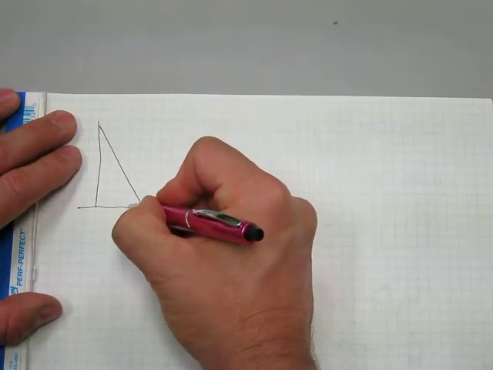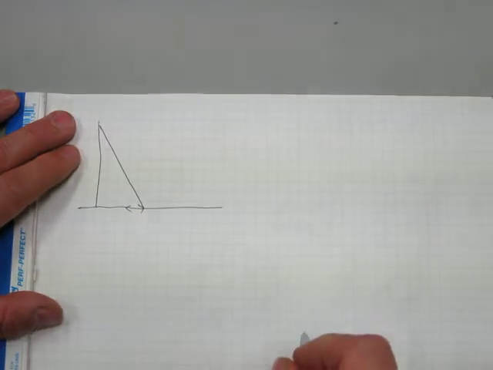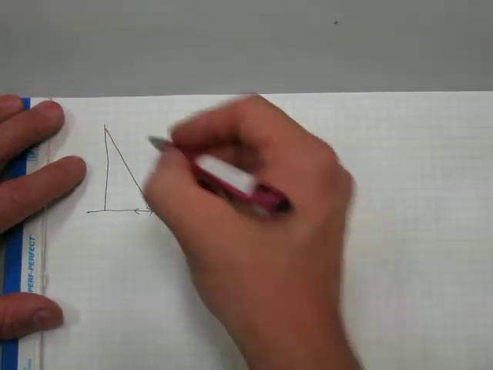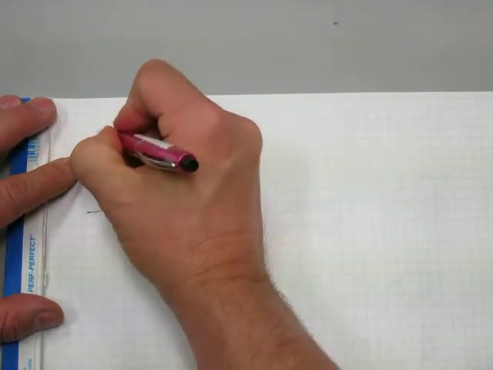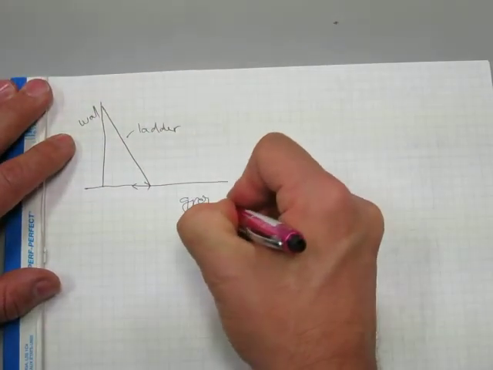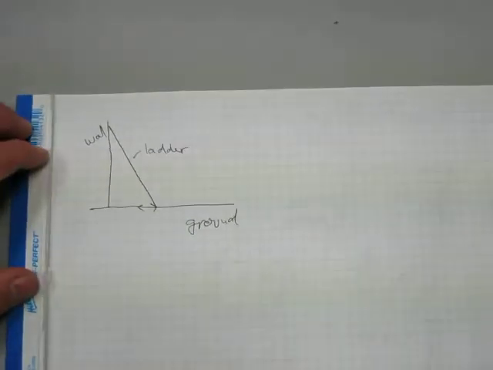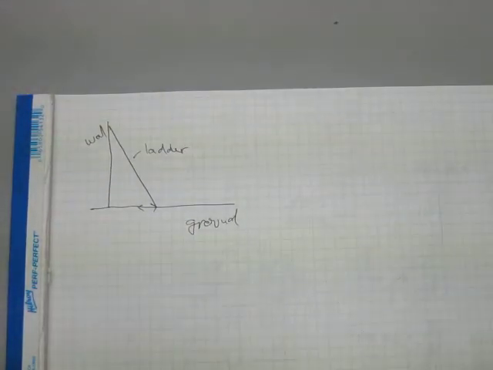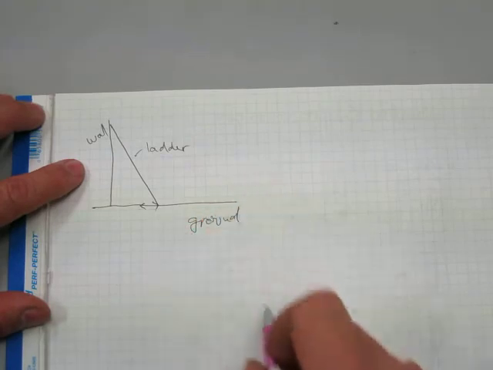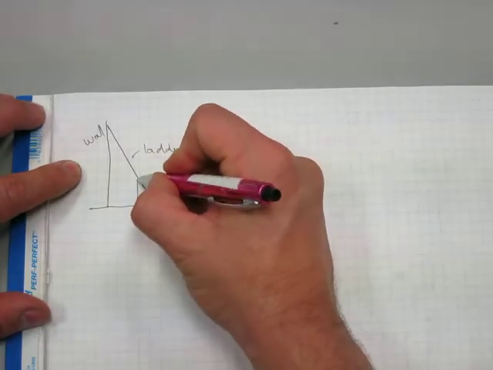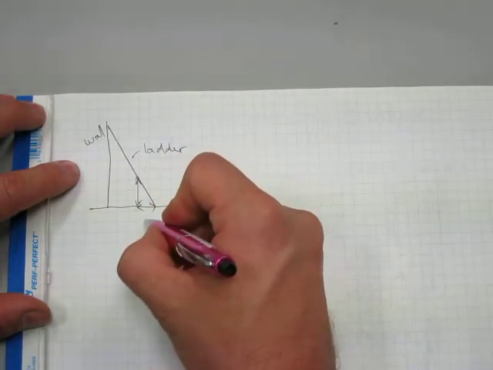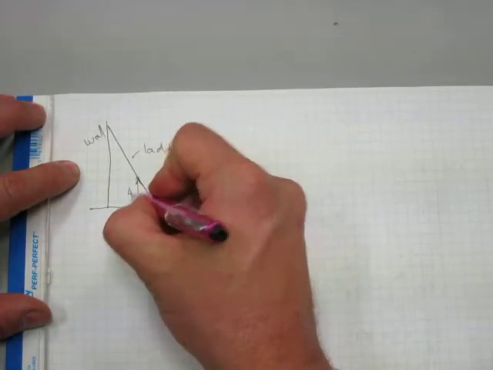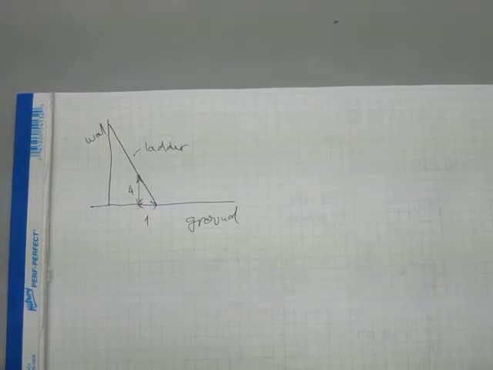For every foot of horizontal distance, this is the ladder leaning against the wall. This is ground here. So for a ladder to be set up properly, we know that for every 1 foot of horizontal travel, the height of the ladder must go up 4 times. So that's a 1 and that's a 4. That's when a ladder is set up safely.